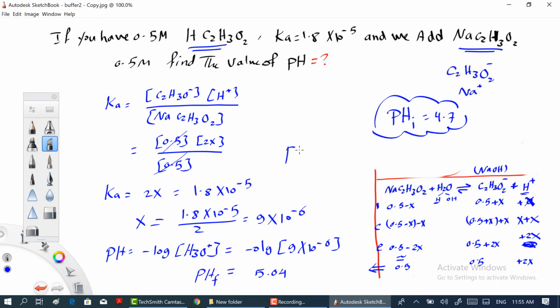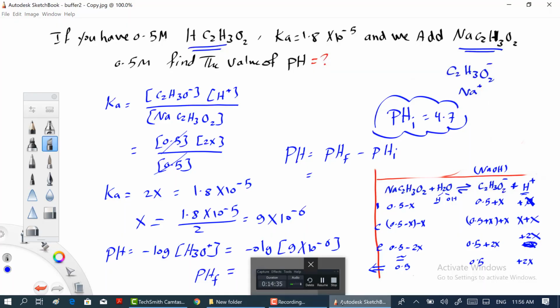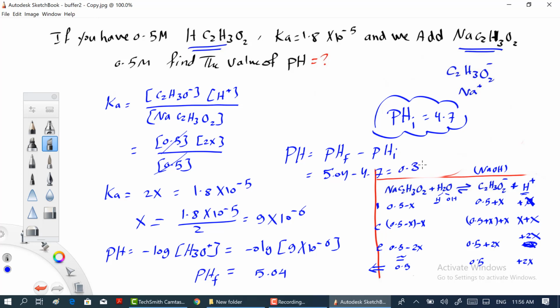So the change in pH for the buffer equals pH final subtract pH initial, which equals 5.04 subtract 4.7, equals 0.34. So we find the value of the change in the pH is very small, a little amount. That is the effect of the buffer.